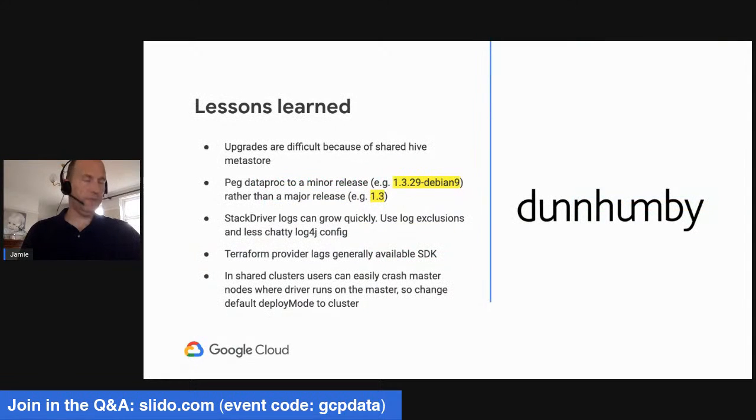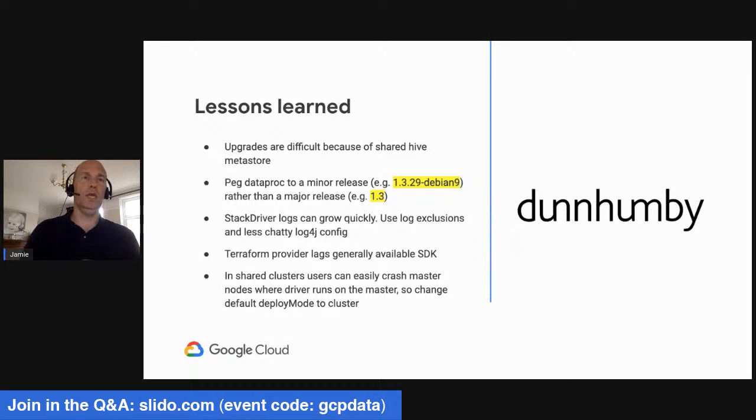So some lessons learned from all this. When I actually did the talk, I went around to some of my team and asked them to just list a grab bag of things that I might be able to share with people who are at the talk. So I'm just going to run through these very quickly. Upgrades are difficult because of the shared Hive metastore. We do have problems created by the fact that we have different communities using that shared Hive metastore. We have to schedule downtime at the moment to make sure that we don't break anything for anyone.